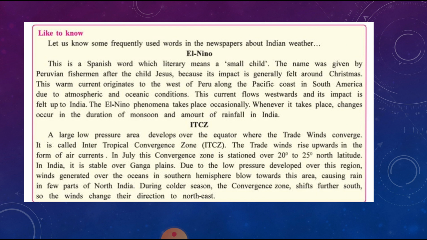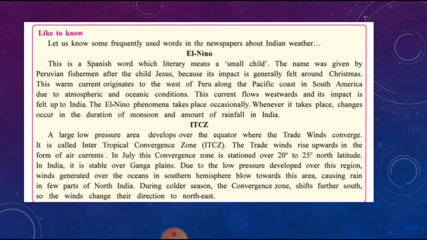See, this cycle brings warm water from the western tropical Pacific Ocean, and it shifts eastward along the equator towards the coast of South America. And this happens due to atmospheric and oceanic changes. This current flows eastward and its impact reaches up to India, and the El Nino phenomenon takes place occasionally. Whenever it takes place, changes occur in the duration of the monsoon and the amount of rainfall in India.